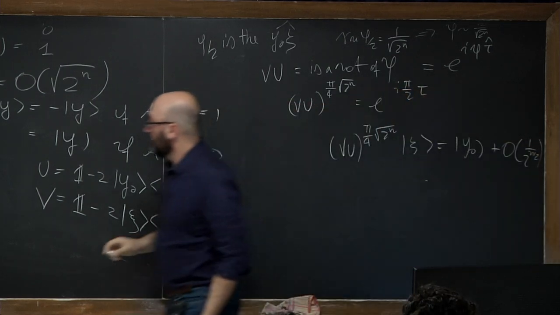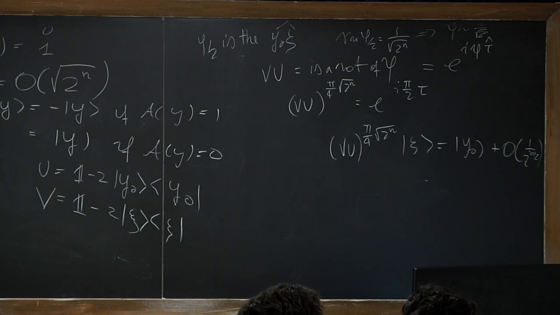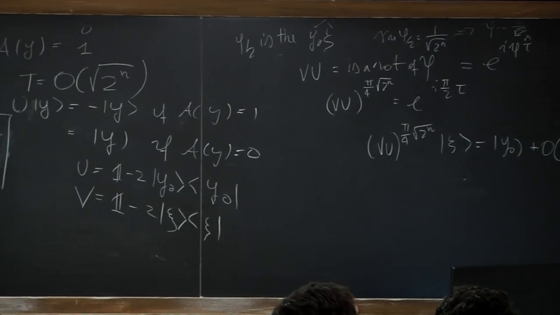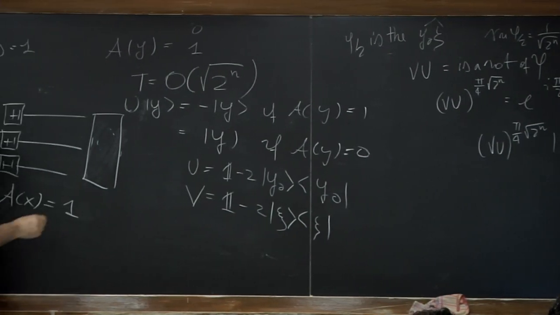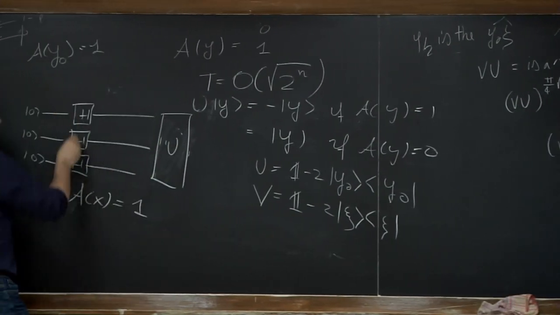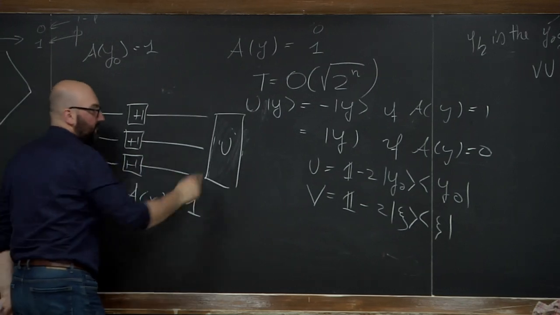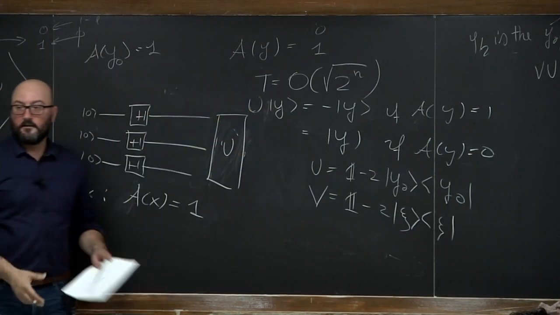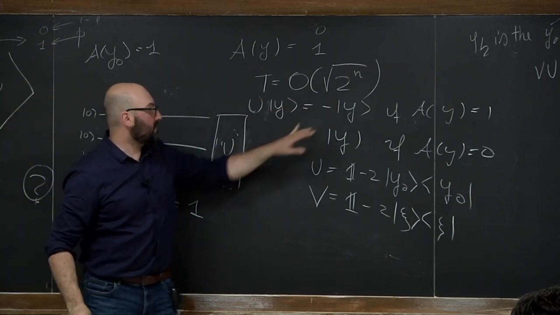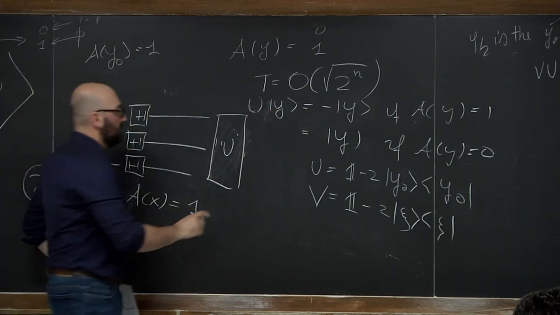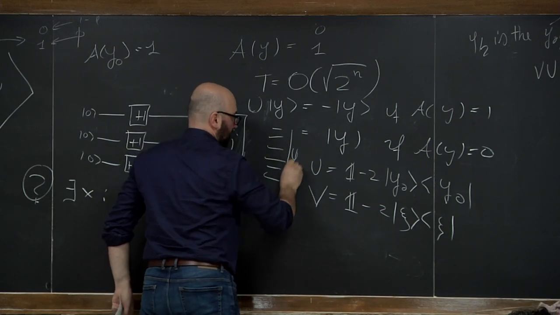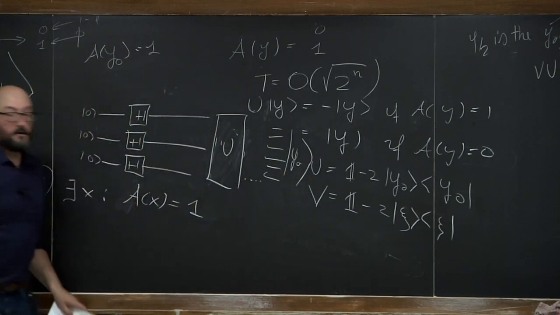So this means that I have this U, I have this which builds xi, then I have U, and then I apply this thing square root of 2 to the n times. I start with 0, 0, 0, and I'm guaranteed to exit with y0. Okay?